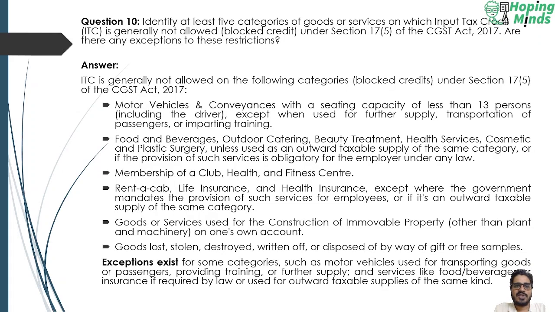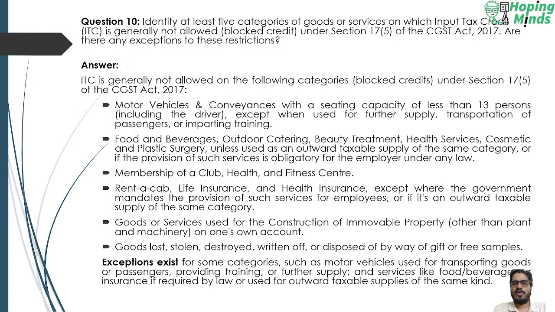So moving to the last question: identify at least 5 categories of goods or services on which input tax credit is generally not allowed, that is, block credits under Section 17(5) of the CGST Act 2017. Are there any exceptions to these restrictions?